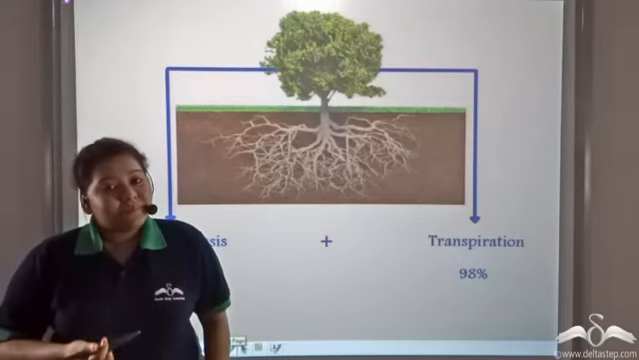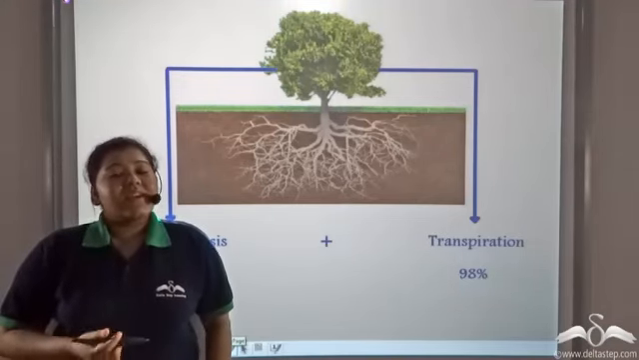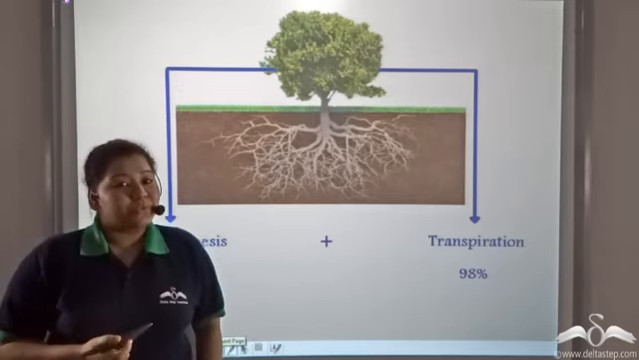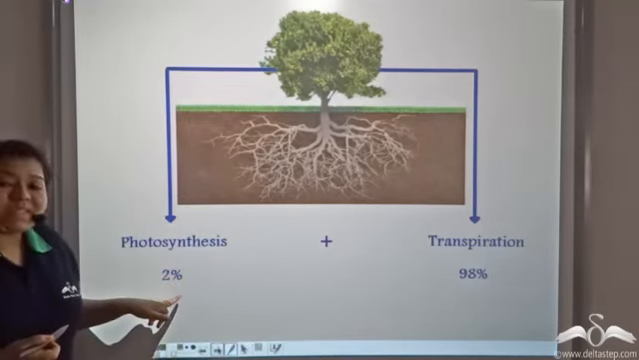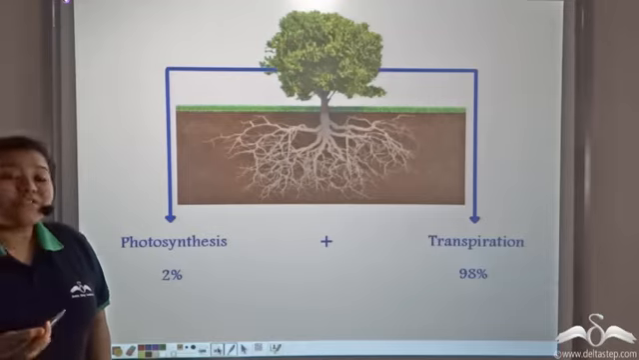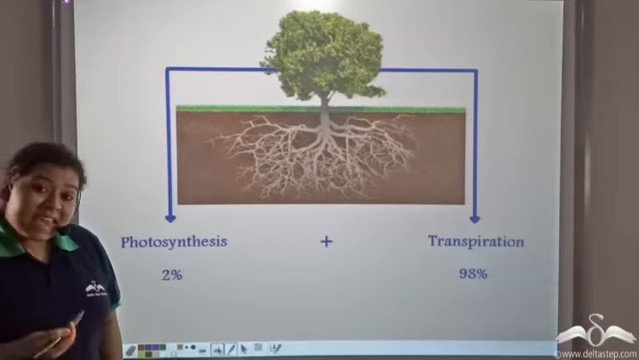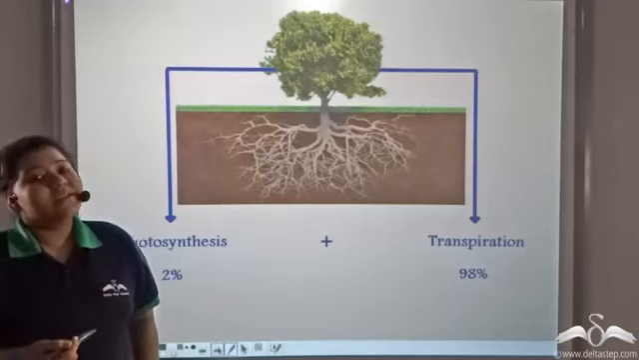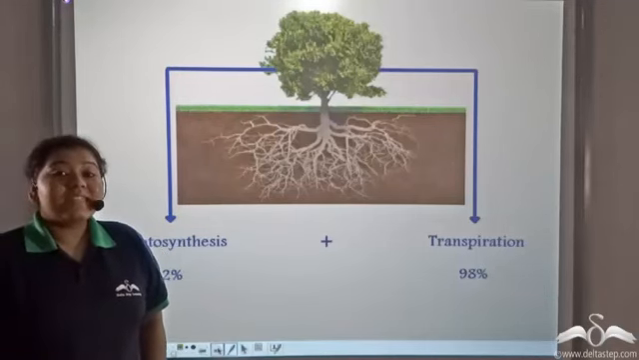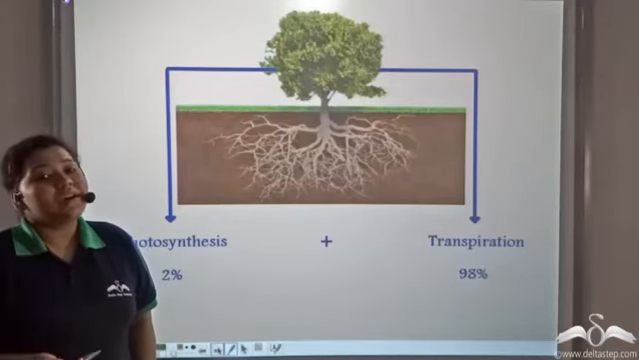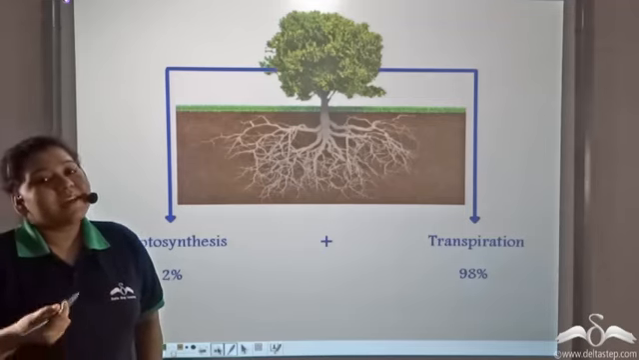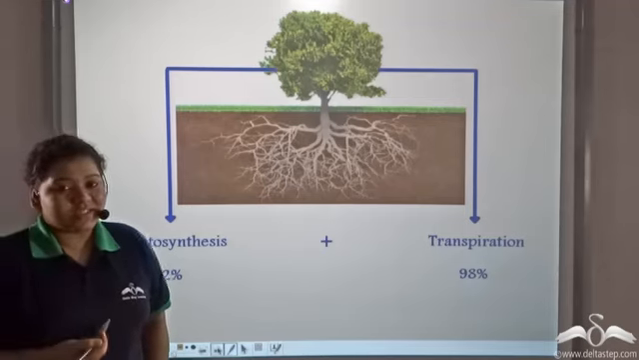Now, you would be surprised to know that within the amount of water that is taken up by the roots, only 2% is used during photosynthesis. Yes, the rest 98% is used up by transpiration. That is, 98% of the absorbed water is lost from the plant surface by the process of transpiration.